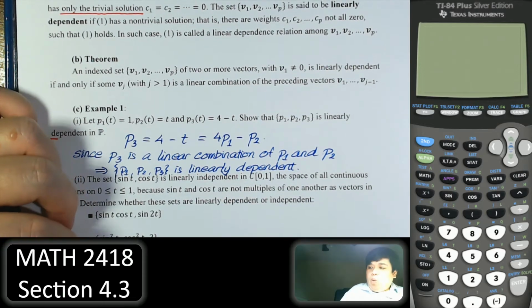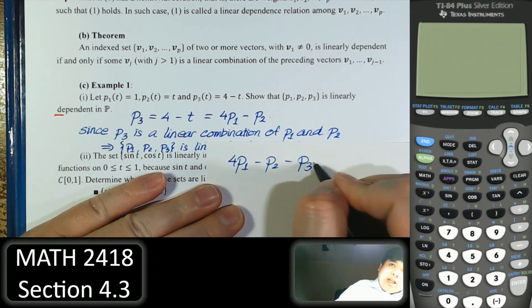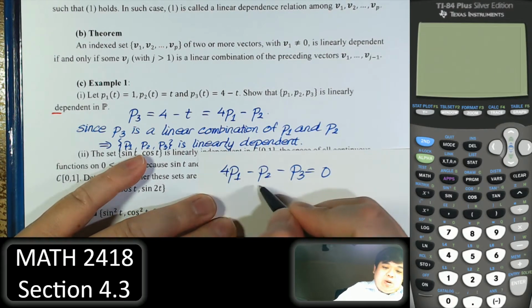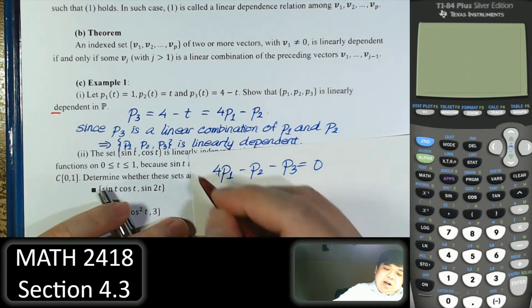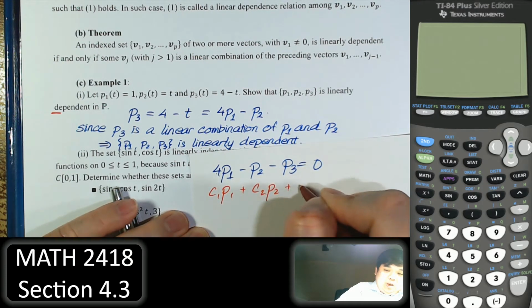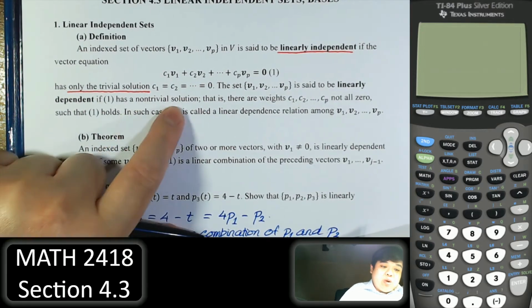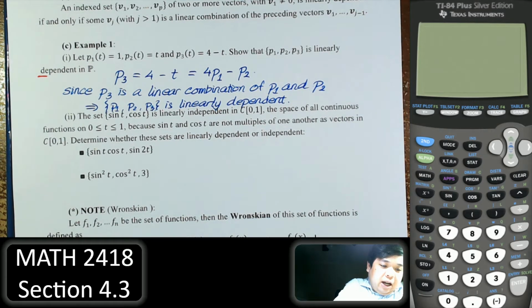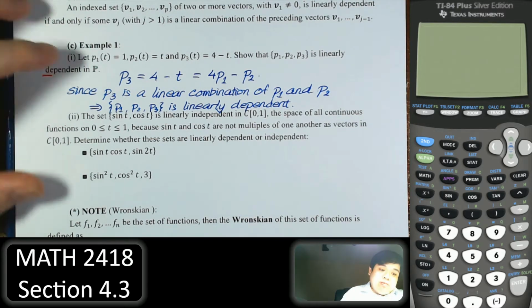Of course, if we move everything to one side, we have 4p1 minus p2 minus p3 equal to 0, and this has a solution, right? c1 is 4, c2 is -1, and c3 is -1, and that is not a trivial solution. Originally, we have c1 p1 plus c2 p2 plus c3 p3 equal to 0. If it has a non-trivial solution, it is linearly dependent. Like we said, if we can show one vector is a linear combination of the other vectors, they are linearly dependent.